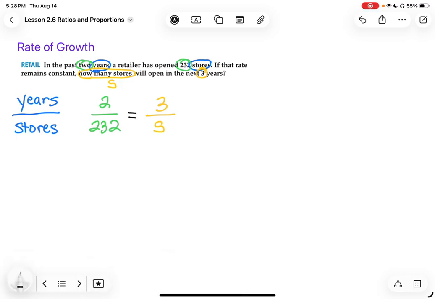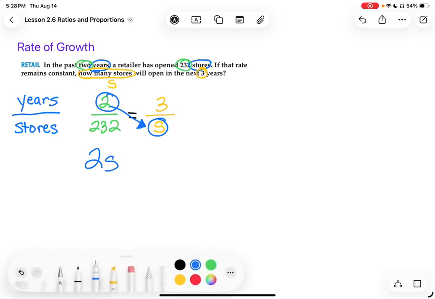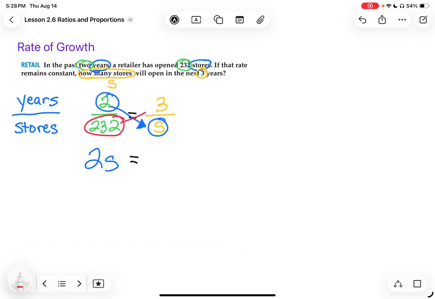And I'm going to make a proportion here, so I'm going to set these equal to one another. So now I'm going to cross multiply. So I've got 2 multiplied by S, which is going to be 2S, and then that's going to be equal to 232 multiplied by 3. And 232 multiplied by 3 is 696.